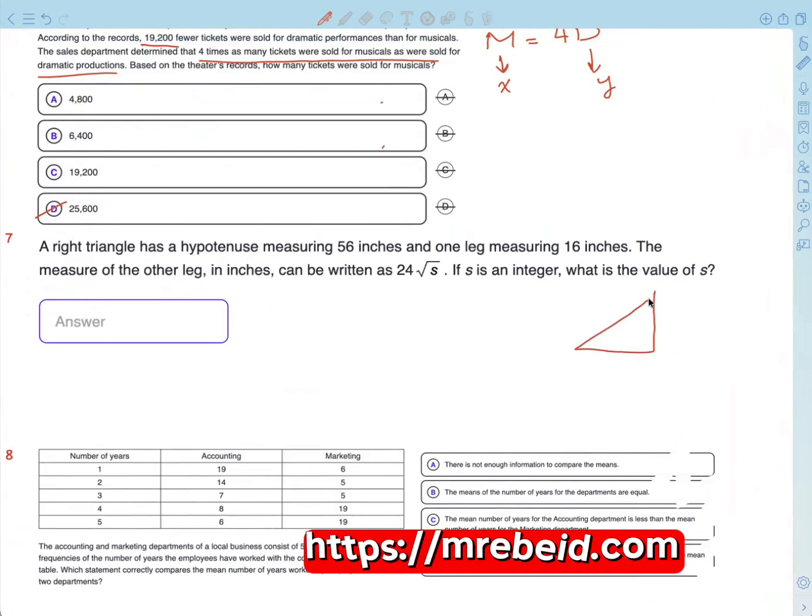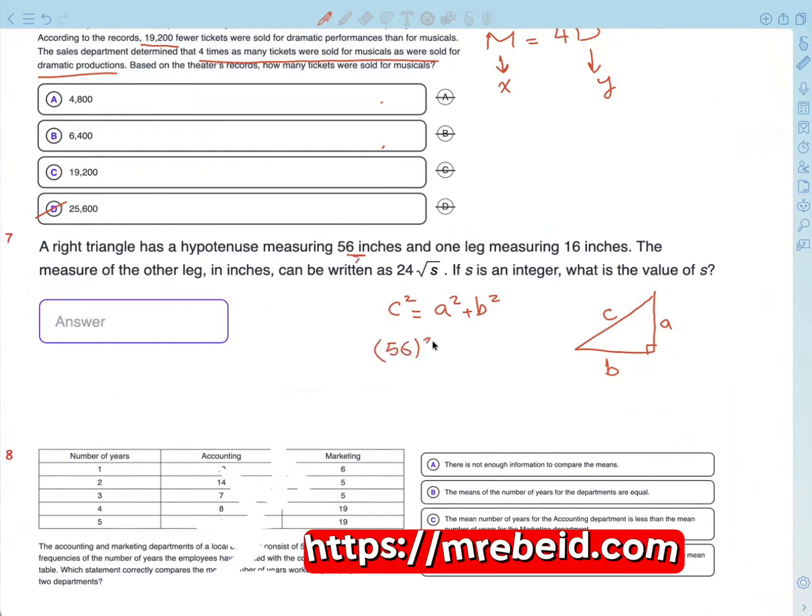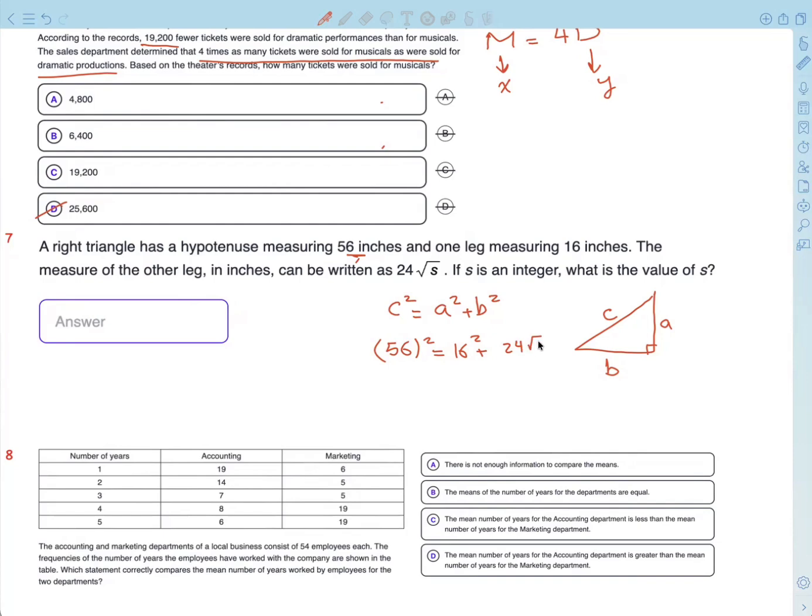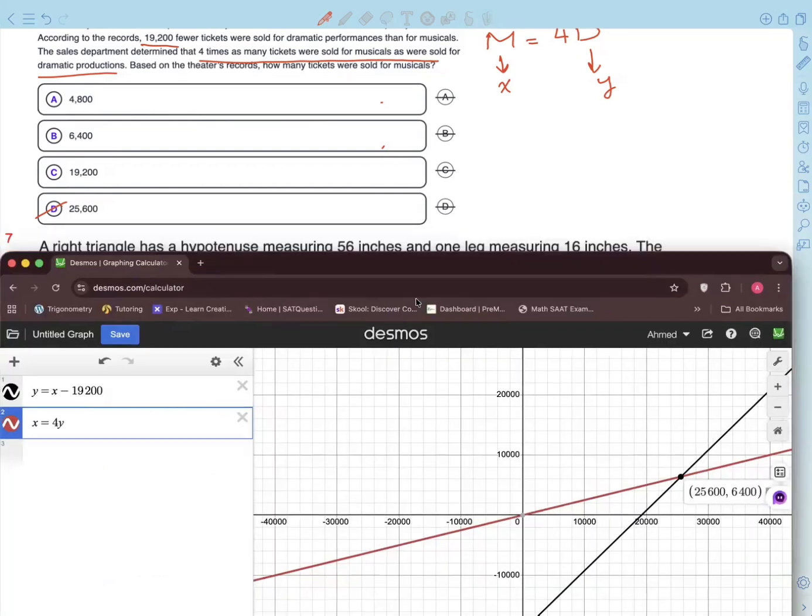If you have a right angle triangle like this, the side which is opposite to the angle of measure 90 is called the hypotenuse. If this is C, this is A, and this is B, you know that C squared, the hypotenuse squared, equals the sum of the other two sides squared. So the hypotenuse, which is 56, 56 squared, equals 16 squared plus 24 root x, all squared, and we can write it in Desmos. Now, how can we type this on Desmos? Let's check Desmos.